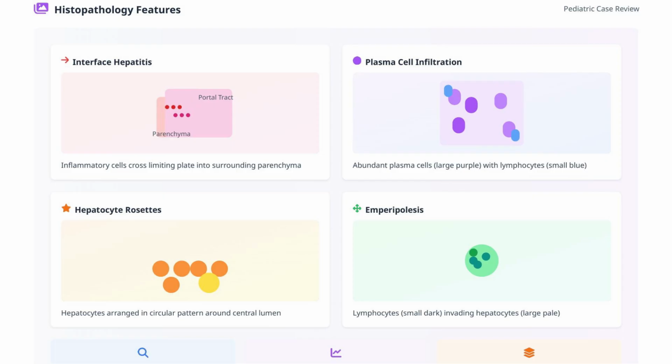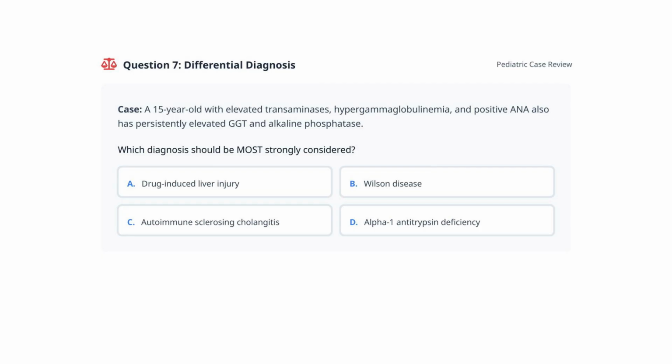These features, while not pathognomonic, strongly support the diagnosis of autoimmune hepatitis when considered alongside clinical and serological findings. Biopsy also provides important information about fibrosis stage. Here's our next diagnostic challenge.